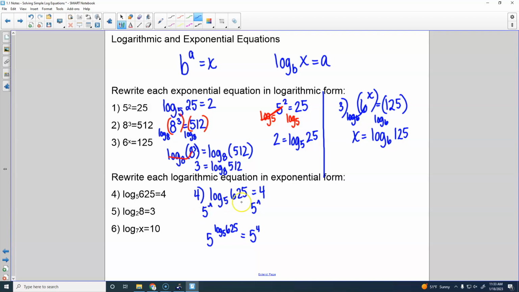So if I do 5 to that power on both sides, that 5 and the log base 5 are going to cancel out. Because when we have a power, a base raised to a log with that same base, those cancel each other out. So we get 625 equals 5 to the 4th power.